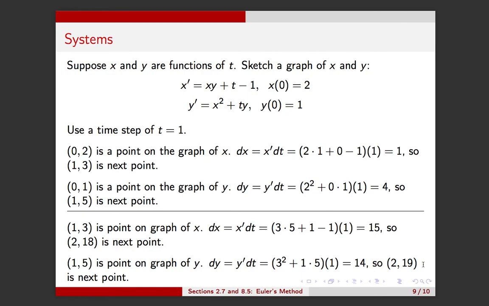And so on. You can just keep this going if you want to. Just making sure you do both variables simultaneously as you go. So that's how you can solve systems, a first order system, using Euler's method.